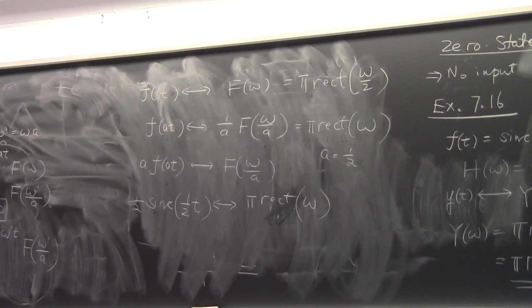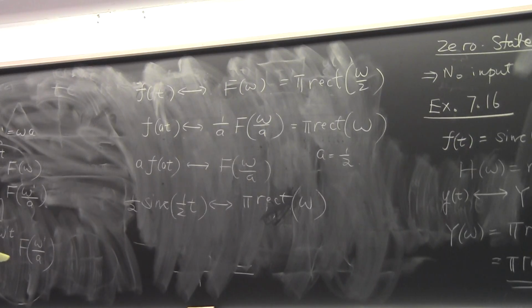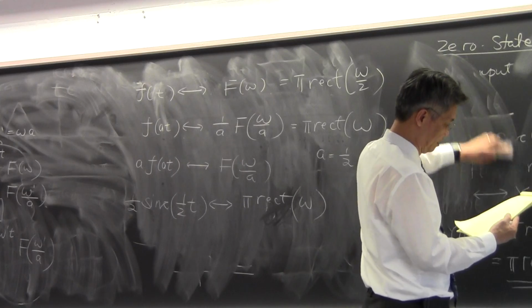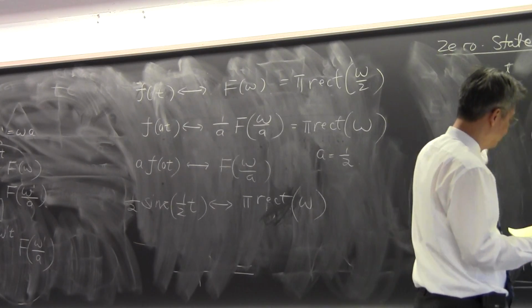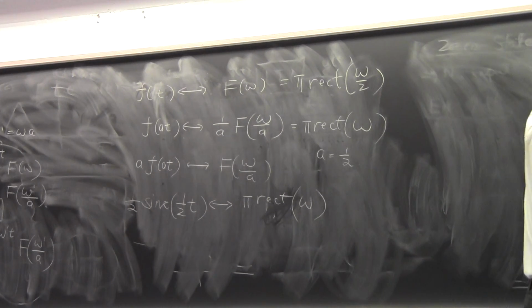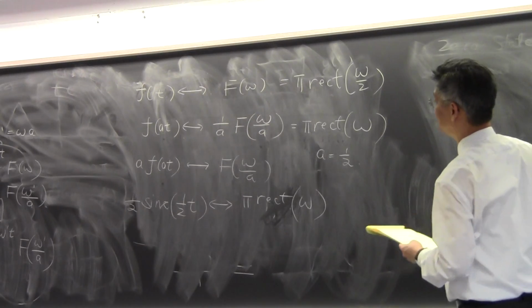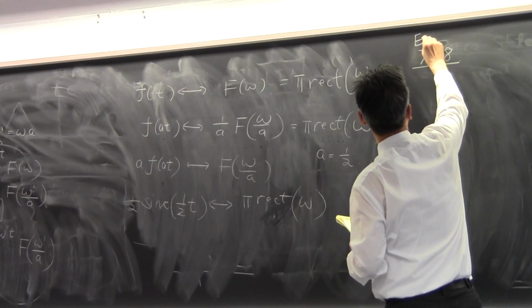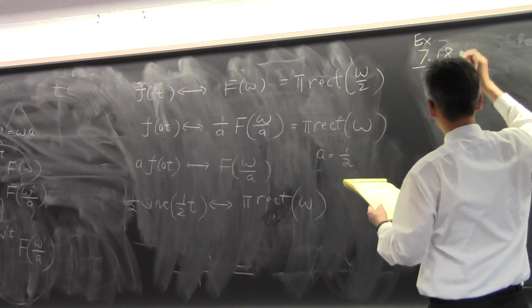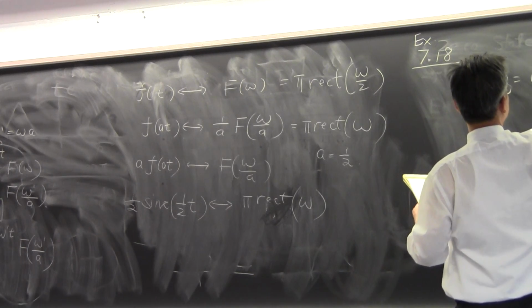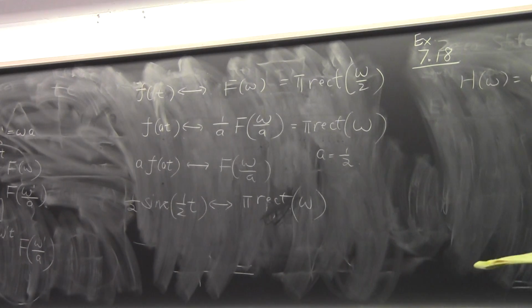I will skip example 7.17. I think it's quite straightforward. It's just the example of a band pass filter and a low pass filter and that kind of thing. So I don't think you would get confused by that. So let me do example 7.18. Example 7.18 says that H of omega is a very simple function, just this function over here.